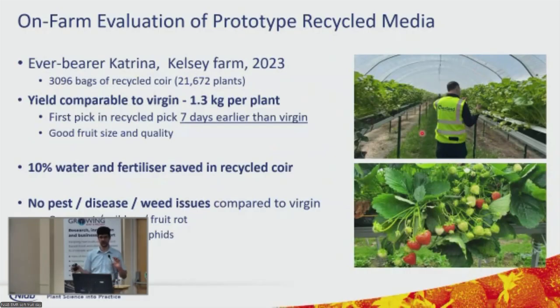And we think that's because you have all the nutrients present in kind of ideal amounts at the beginning already, rather than in virgin where a lot of it was running through. And we actually saved 10% of the water and fertilizer to produce the same yield. So those tunnels that had recycled coir had fewer irrigation events, especially on really high temperature days. During the heat wave, it was almost 50% less irrigation in recycled coir because it was all on-demand irrigated based on runoff. And none of the virgin or recycled had any pest, disease and weed issues across the whole season. So we assessed that several times.